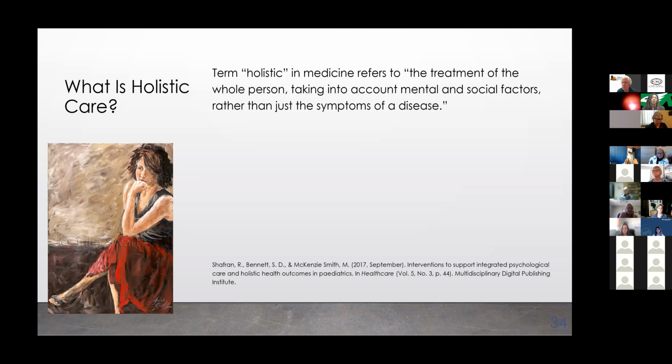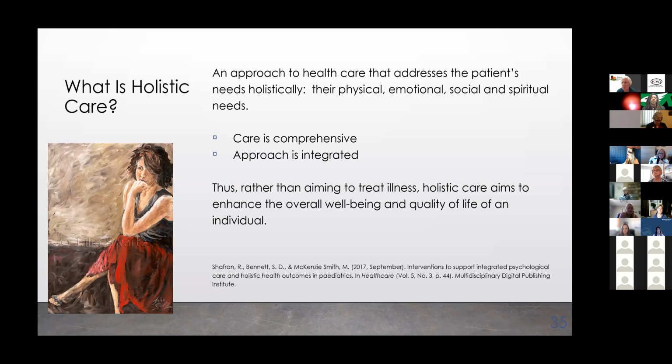So holistic care, right? The treatment of the whole person, taking into account mental and social factors. Next slide. There's more information about holistic care. It's a lot in regards to social determinants of health as well. So it's an approach to healthcare that addresses the patient's needs holistically: physical, emotional, social, spiritual needs. It's comprehensive and integrated. And it's something that we need to be aware of, because it's true whether we believe it or not. I mean, these things affect our life in work and outside of work. Next slide, please.